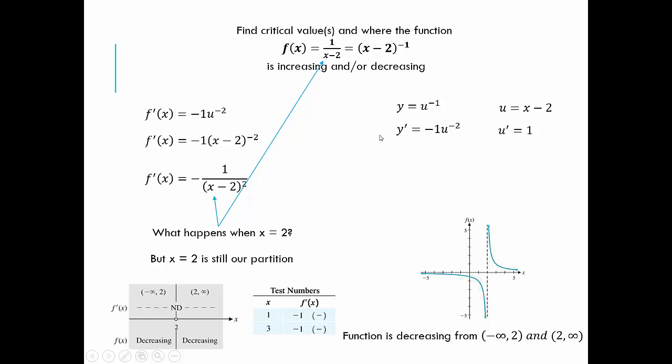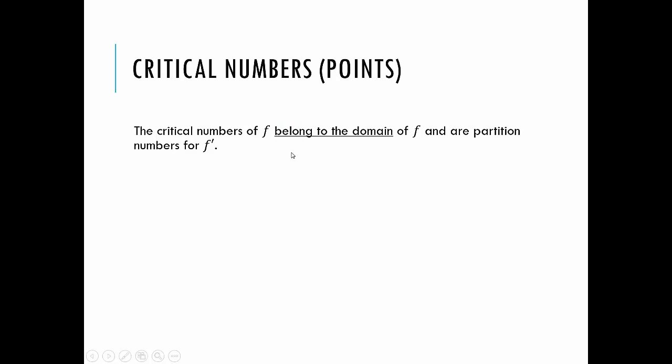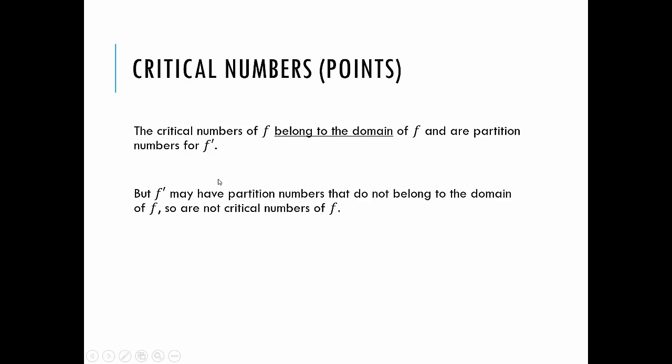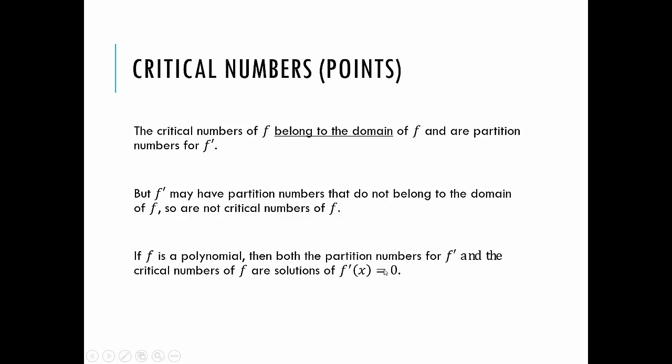And certainly my derivative does not exist. So the critical numbers of a function belong to the domain of the function, and they also can just be partition numbers. Your derivative may have a partition number that does not belong to the domain of the function, like what we just said. So they're not critical numbers. They're just a partition number to partition off our sine graph.